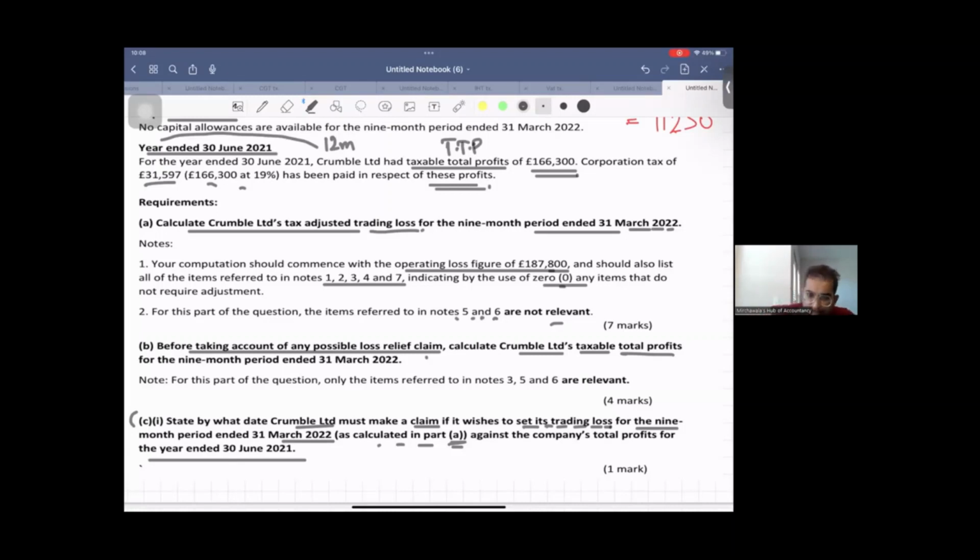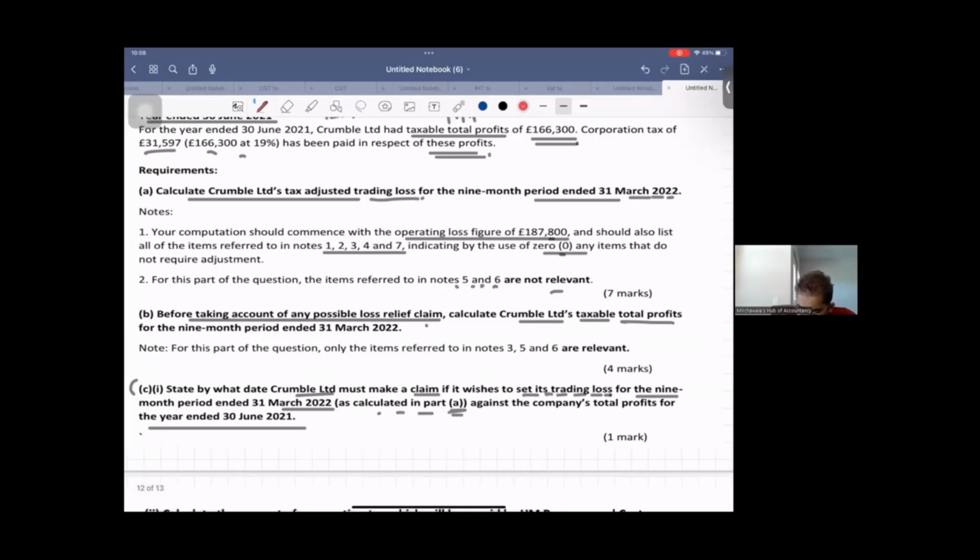So listen. What's your loss making period? Can anybody tell me? Our loss making period ends on 31st March 2022. So you have 2 years from the end of our loss making period, that is 31st March 24. This is the answer. 31st March 24 is the answer.